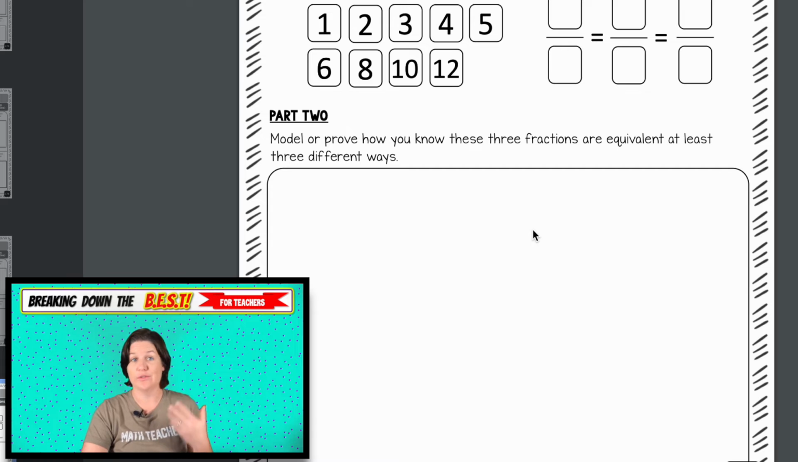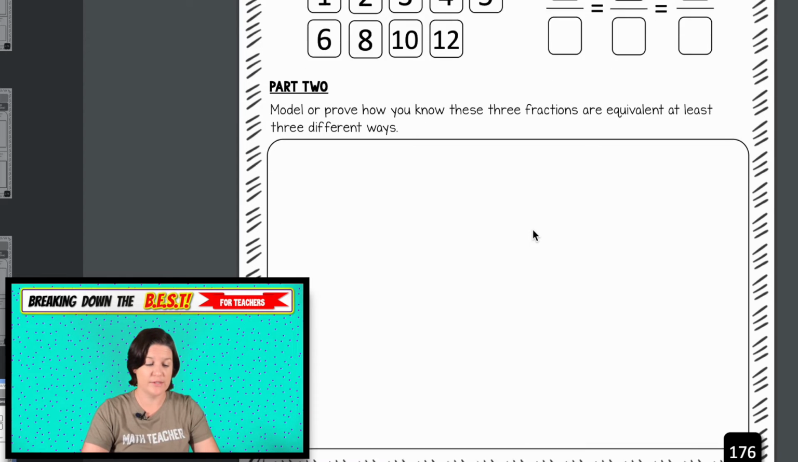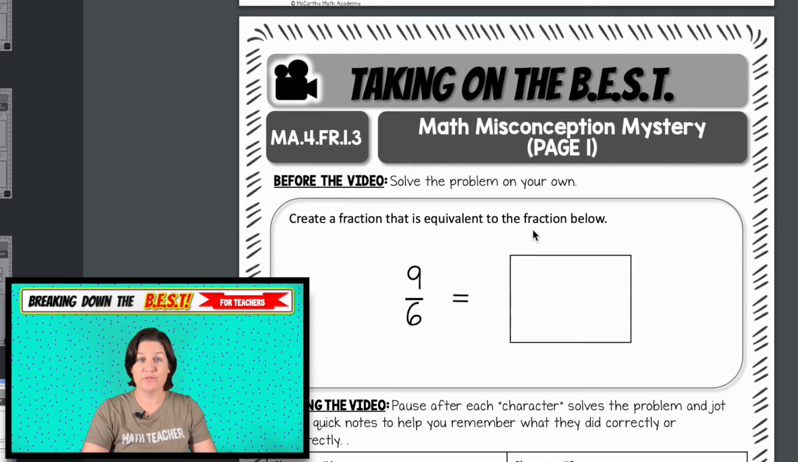So you could do it using area models, using number lines, using sets, justifying it, showing how the numerator and denominator are affected. Those are 4 ways. Students just have to prove it 3 ways. And there is an answer key for all this as well.